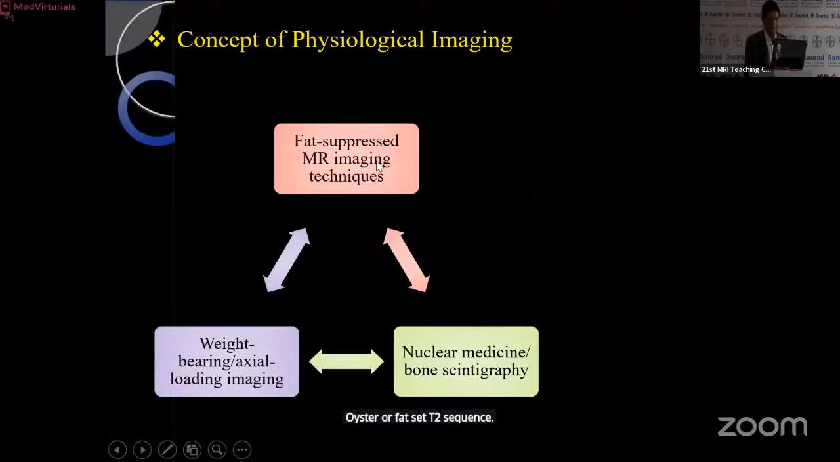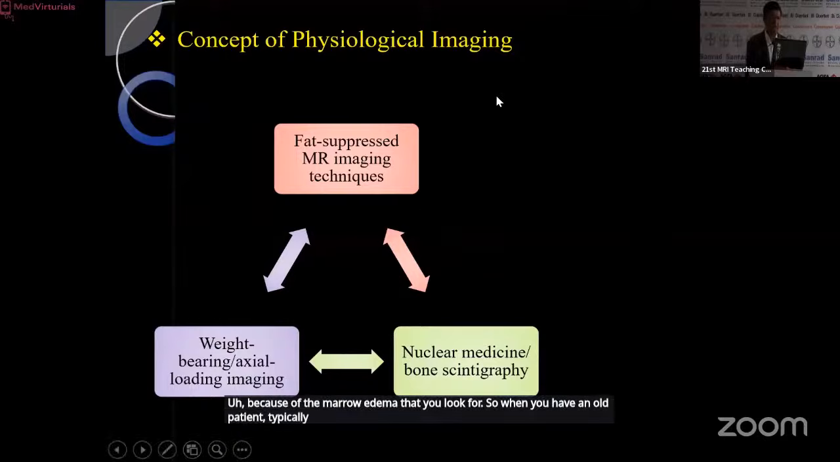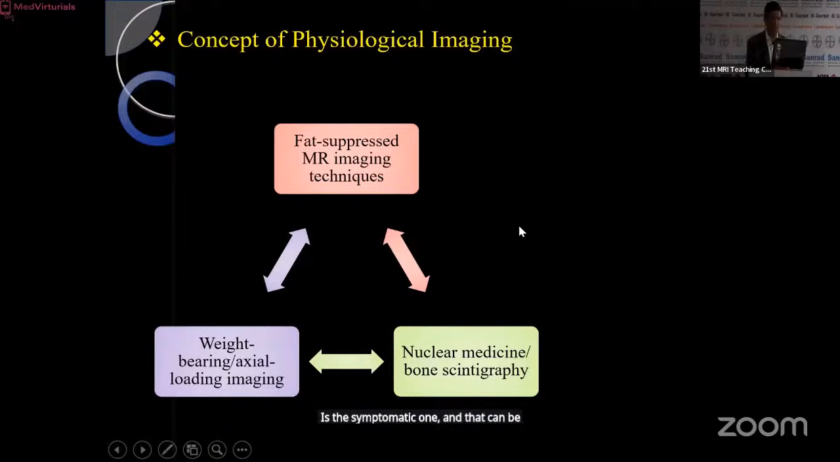Fat suppressed imaging is very important because of the marrow edema that you look for. So when you have an old patient, typically they will have multiple disc diseases. So multiple disc bulges or herniations at multiple levels, facet arthropathy. It's important for the spine surgeon or orthopedician to know which one is the symptomatic one. And that can be quite challenging on routine T1 and T2 sequences.